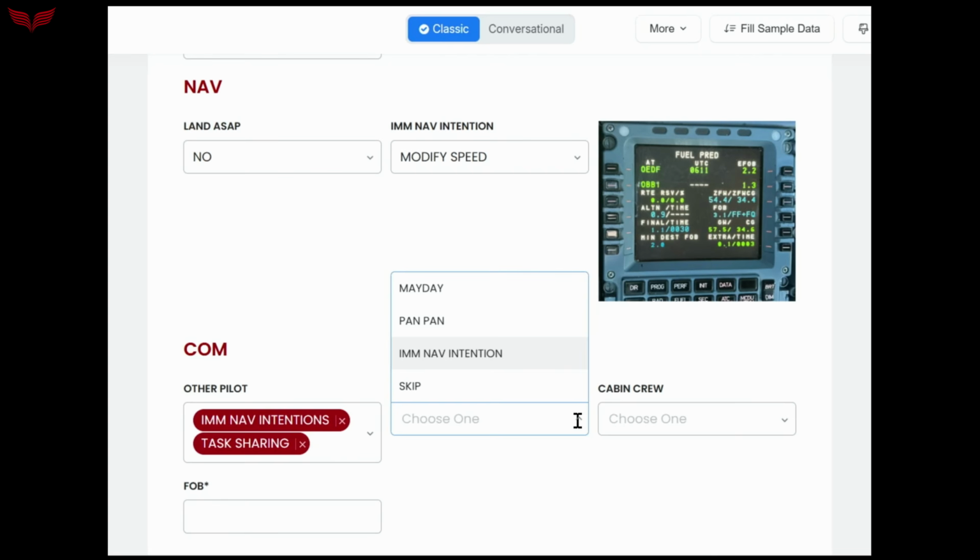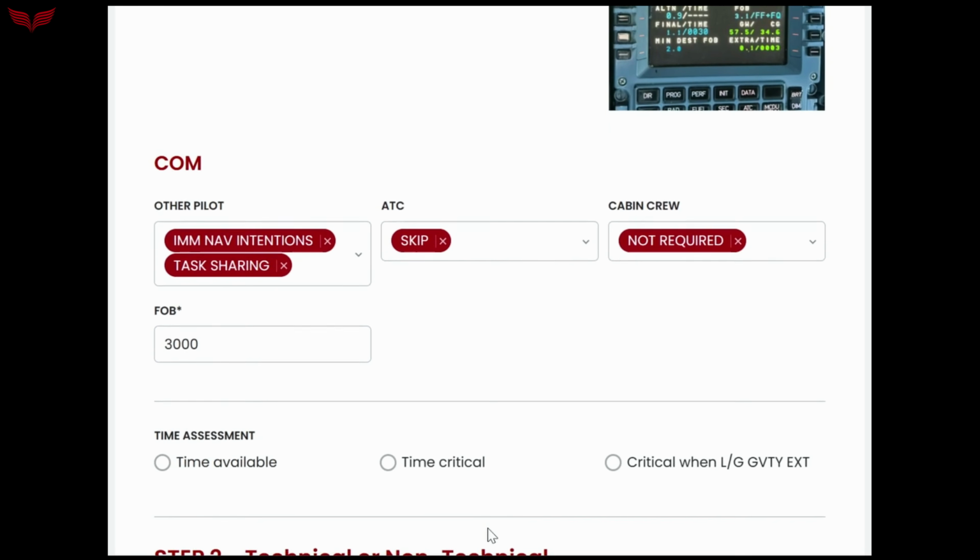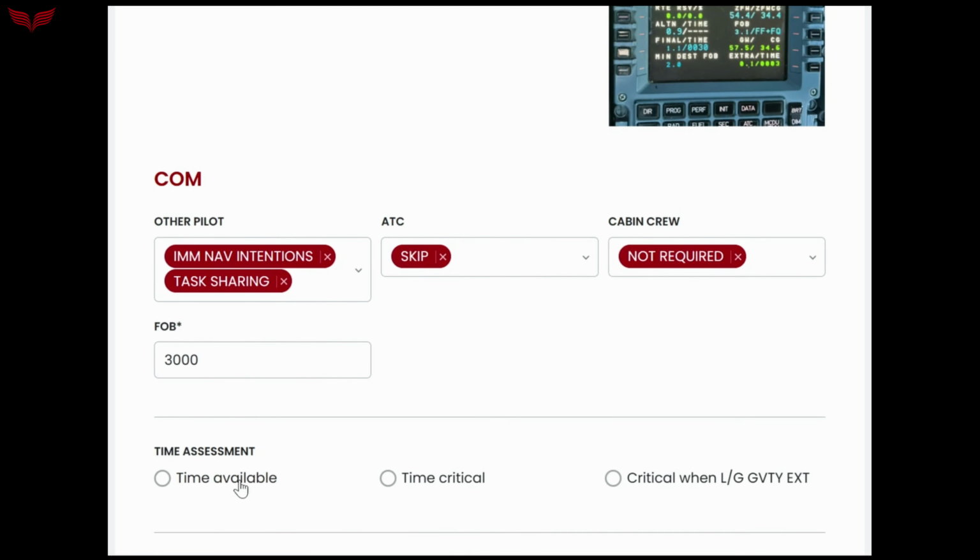Please stand by. Is there anything you need to tell to the cabin crew? No, not at this moment. There is no required to alert them at this point. And the fuel on block, we say it's about 3 tons of fuel right now. Time assessment. Is it time critical? Is it time available or time critical when landing gear extension? We know it's time critical when landing gear extension, but let's pretend we don't know that we have to do that. So we say we are in a time available situation.